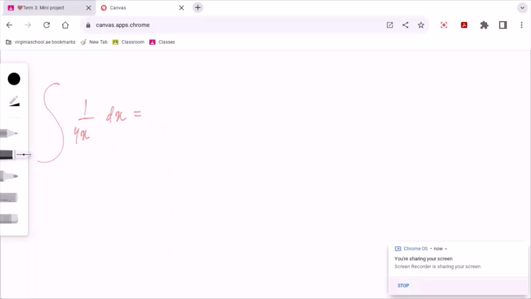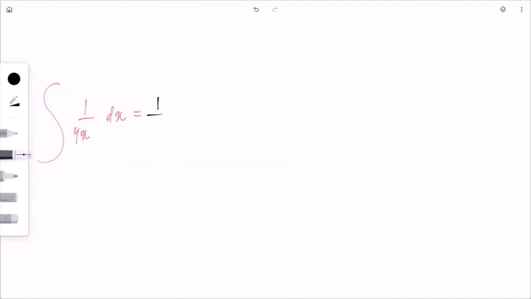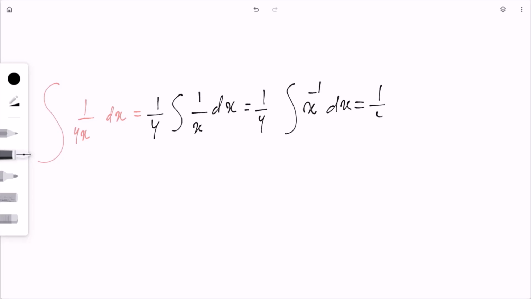The indefinite integral of 1 over 4x dx equals 1 over 4 indefinite integral of 1 over x dx equals 1 over 4 indefinite integral of x to the power of negative 1 dx equals 1 over 4 the natural log of the absolute value of x plus c. This is the final answer.